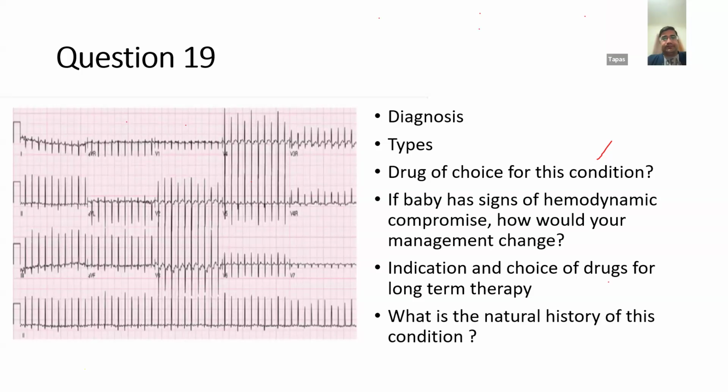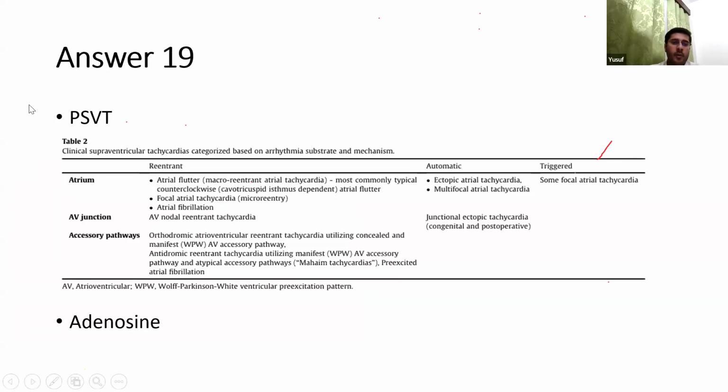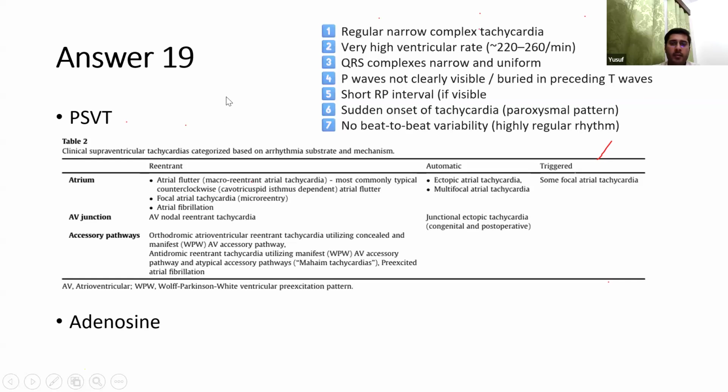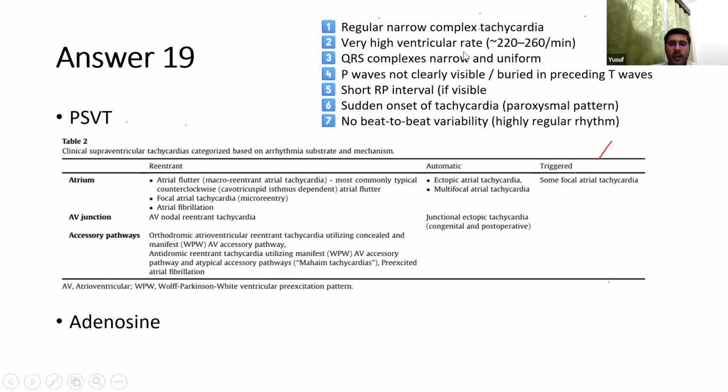Okay, let's go to the answers now. So this is a paroxysmal supraventricular tachycardia. We will not go into the depth of how SVT, supraventricular tachycardia, is classified, whether it is a reentrant type, an automatic type, or a triggered type. But let's focus on the reentrant type. The most common ones we are focused on are the AVRTs and the AVNRTs. So what were the important findings in our ECG? We had tachycardia. The QRS complexes were narrow and uniform. We could not discern the P waves. And there was no beat to beat variability. It was a highly regular rhythm. So this clinches our diagnosis of PSVT.